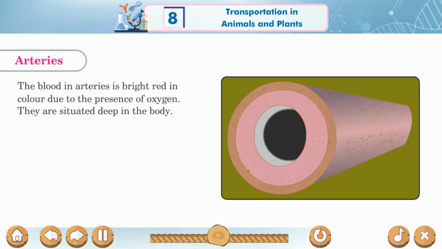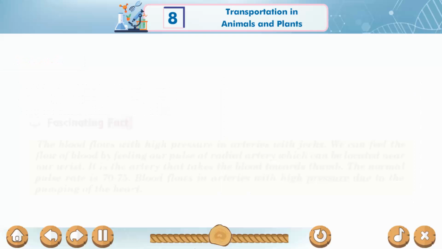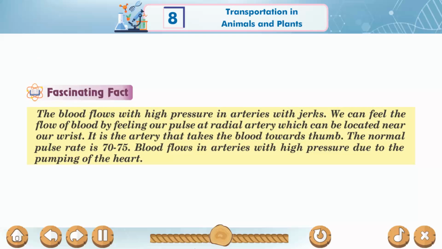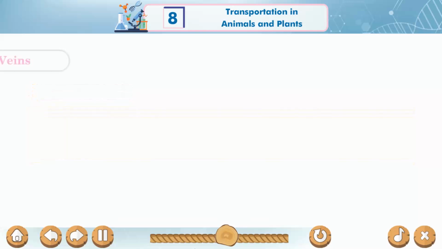The blood in arteries is bright red in color due to the presence of oxygen. They are situated deep in the body. Fascinating fact, the blood flows with high pressure in arteries with jerks. We can feel the flow of blood by feeling our pulse at radial artery, which can be located near our wrist. It is the artery that takes the blood towards thumb. The normal pulse rate is 70 to 75. Blood flows in arteries with high pressure due to the pumping of the heart.